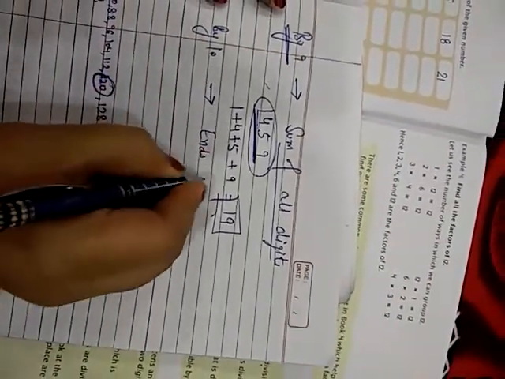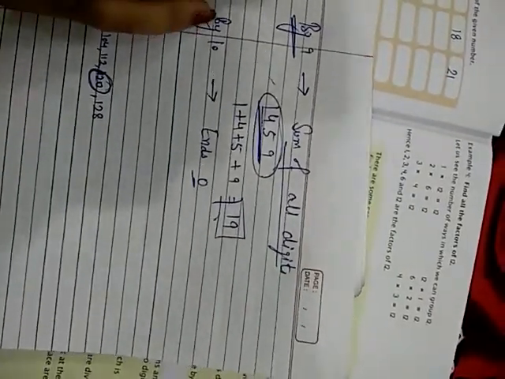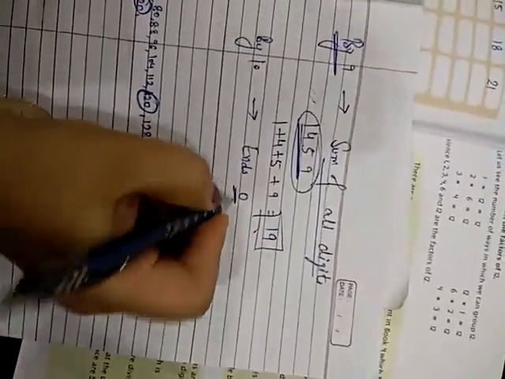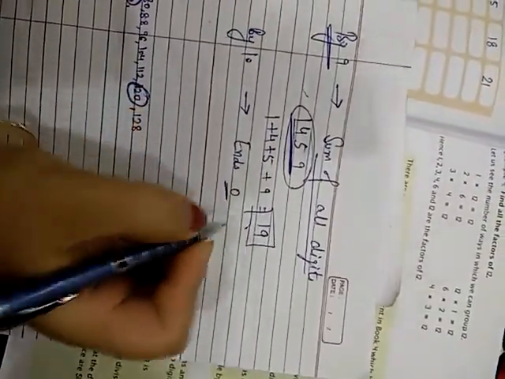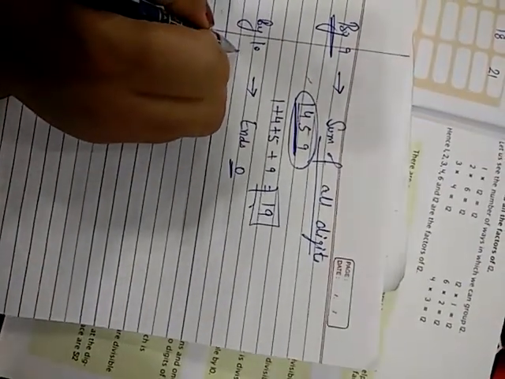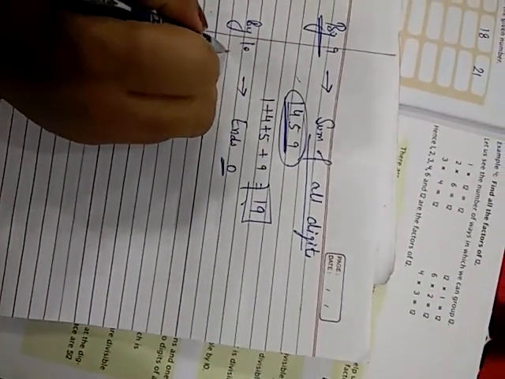If the number ends with 0, you all know the table of 10: 10, 20, 30, 40, 50, you all are writing like this. So if the number ends with 0, then it is divisible by 10, otherwise not. So the remaining divisibilities we'll do later on. Thank you.